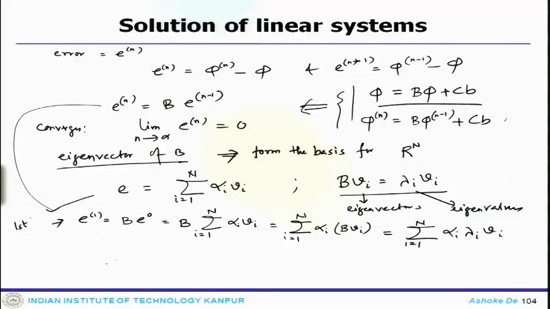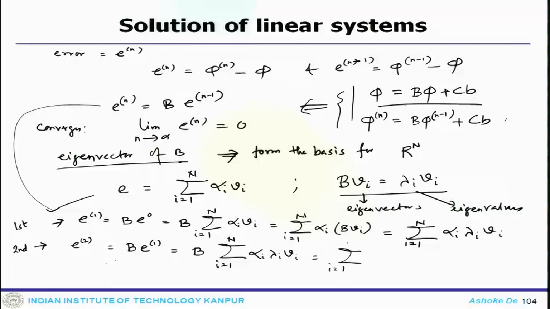So for the second iteration, that means at the second iteration level, the error is E2, which is B E1, equals B times the summation of i equals 1 to n alpha i lambda i v i, equals the summation of i equals 1 to n alpha i lambda i B v i, which is the summation of i equals 1 to n alpha i lambda i square v i.